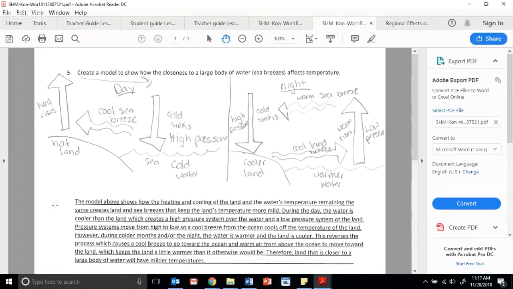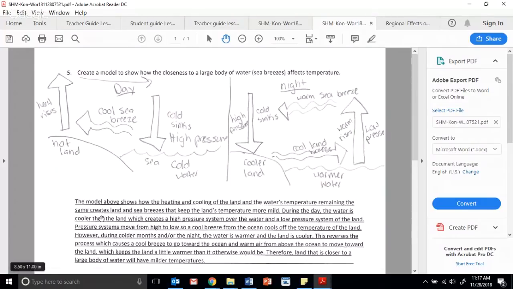So the explanation. The model above shows how the heating and cooling of land, so land heats and cools, and the water's temperature remaining the same. So throughout the day and night, the land heats and cools, but the temperature of the water remains the same. Land and sea breeze, this situation creates land and sea breezes that keep the land's temperature more mild. Okay, so this more mild that I say here is one of how this affects temperature, okay?